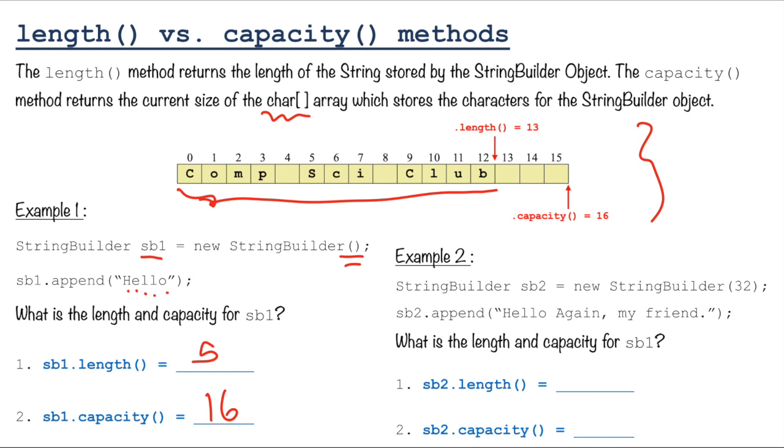Here, for example 2, SB2 is instantiated to have a capacity of size 32, and the length is the length of this string that we have here. The length is 23, that is including the spaces and the punctuation that were used, the comma and period, and the capacity is still 32.